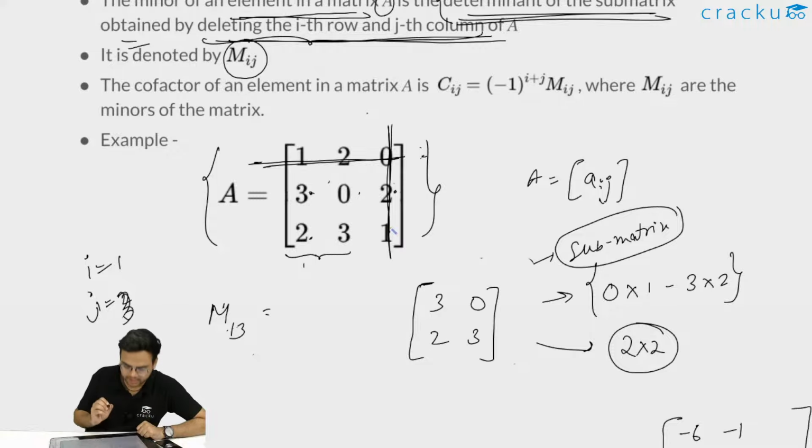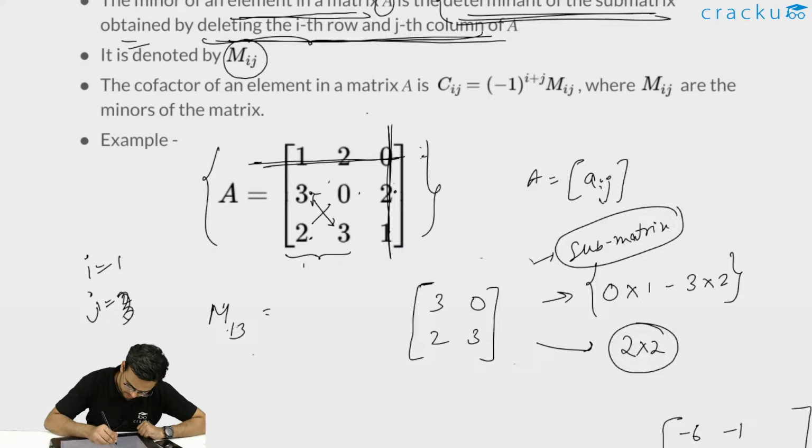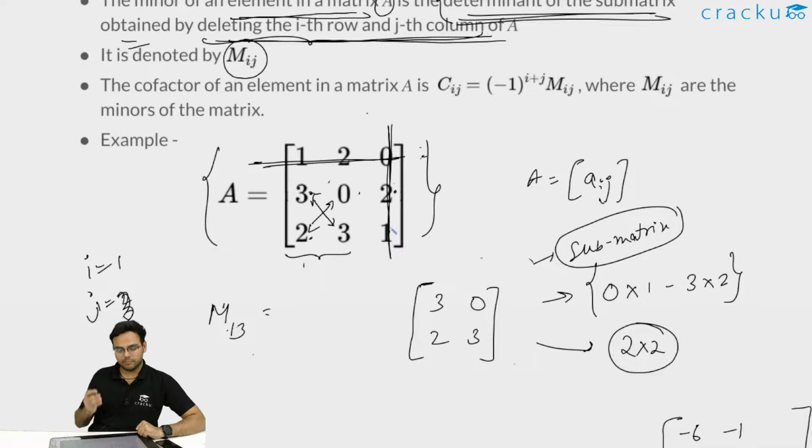This is the submatrix which we are left with. What exactly do we have to do now? We have to cross multiply these elements. So 3 into 3 is 9 minus 2 into 0 is 0. So 9 minus 0 is 9. So M13 is 9.